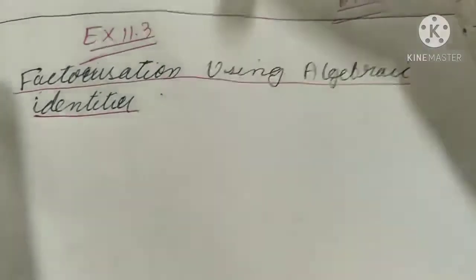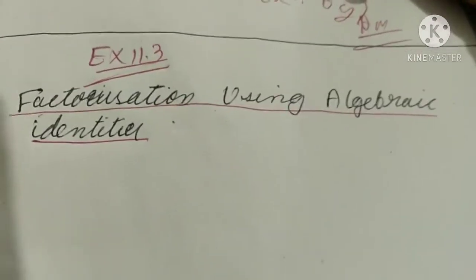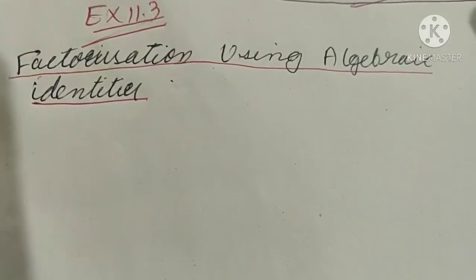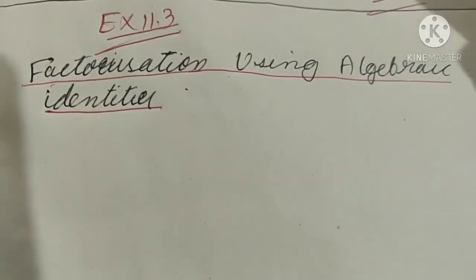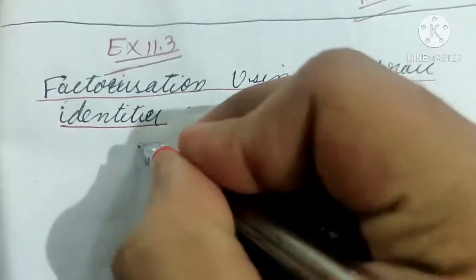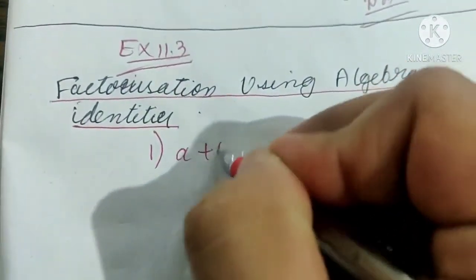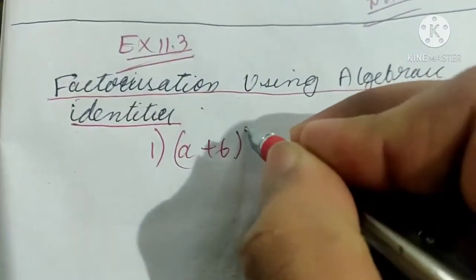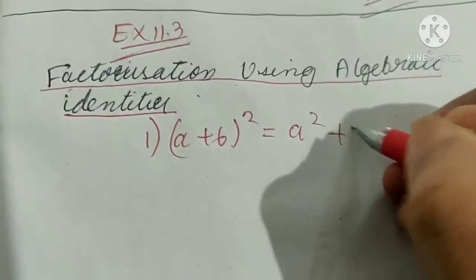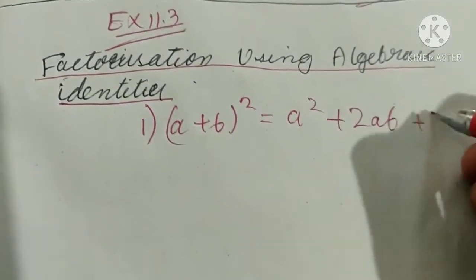Good morning, class. So our next exercise is 11.3, which is based on factorization using algebraic identities. So what were the identities that we had studied in algebra? Those were, the first was (a + b)^2 equals a^2 + 2ab + b^2.